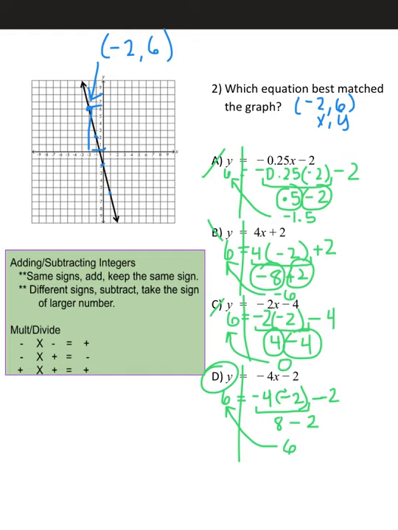All right, well, hope this video helps. Remember, choose one good point on the graph and use those XY values to substitute them into your equation answer choices. If you end up with more than one answer choice that works, then you need to choose another point on the line and try out those remaining answer choices.